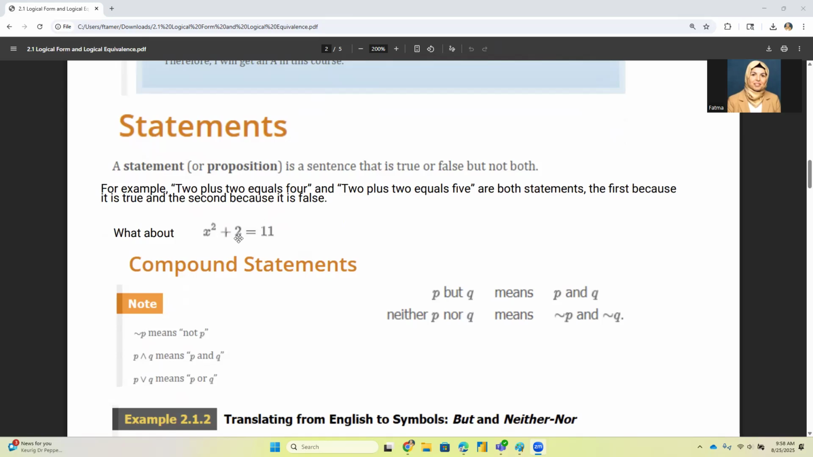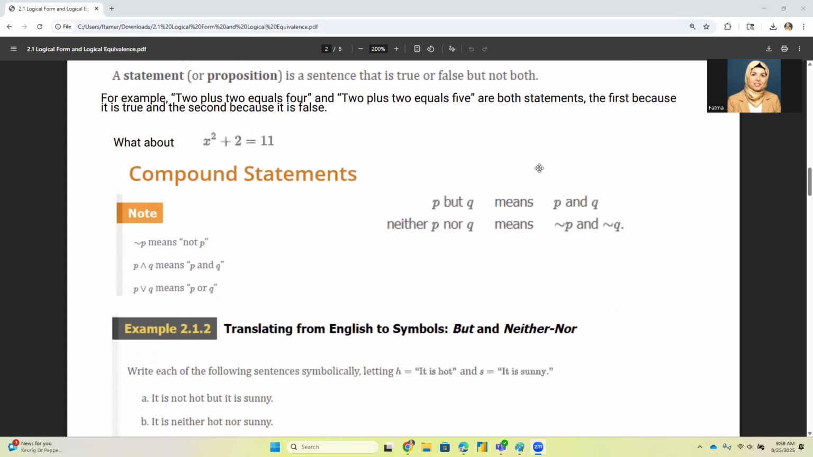However, this one, x squared plus 2 equals 11, depends whether it is false or true. What are you picking for x? If you pick a value for x to satisfy the equation, it will be a true statement. But if you pick something that doesn't work, it will be a false statement. So a statement is only true or false.